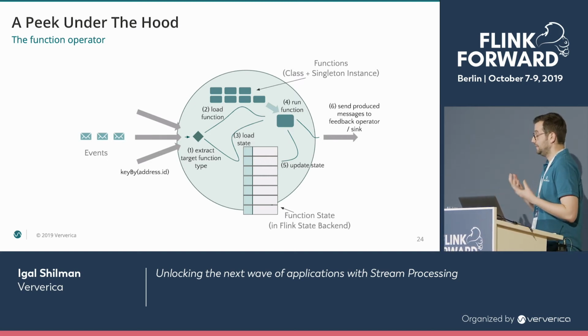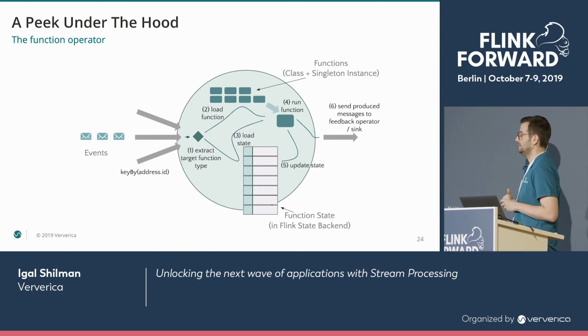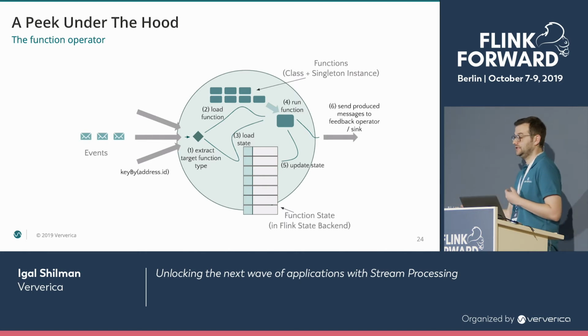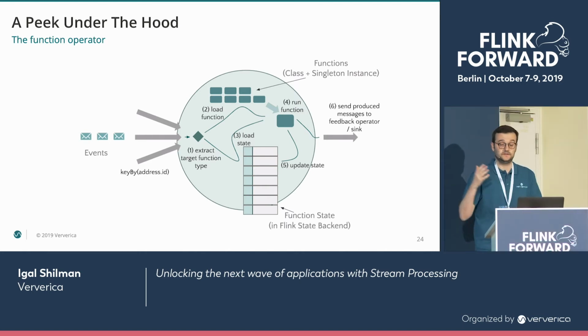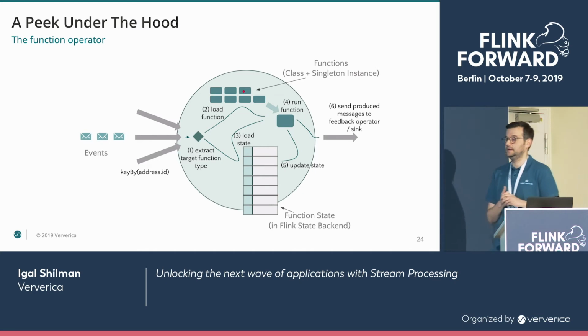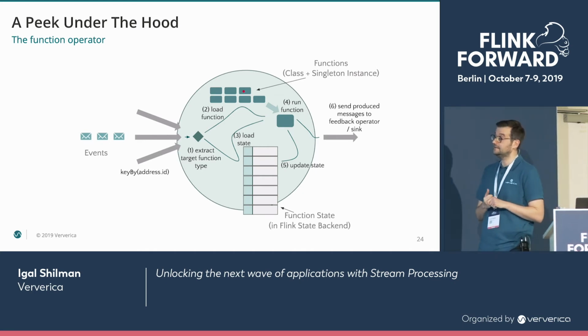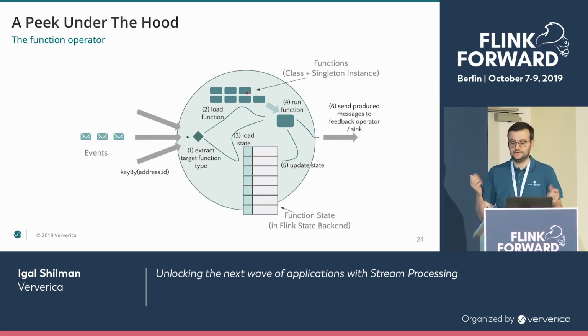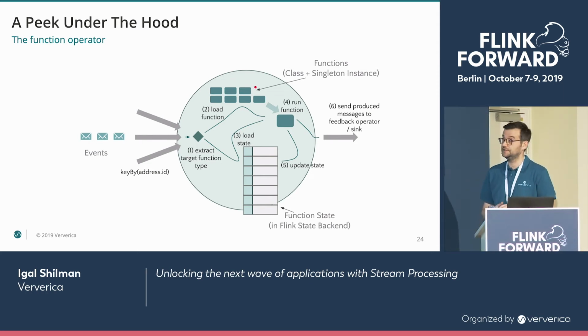This function, while processing, can update its state and decide to send messages downstream, either sideways to other functions or to a sink. So this is the thing to note here, that when I mentioned that these are logical instances, that really is the case. There is essentially a singleton, a single Java instance for every function type. But that just creates the illusion that you have many, many different instances by swapping in and out the state.